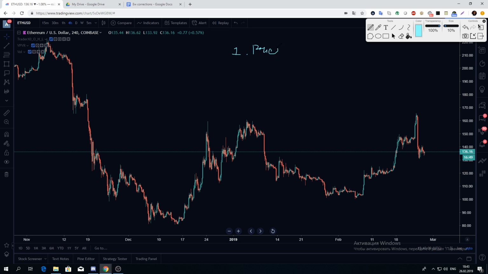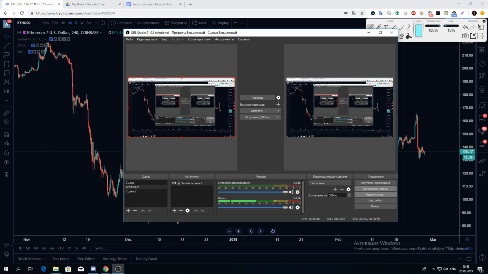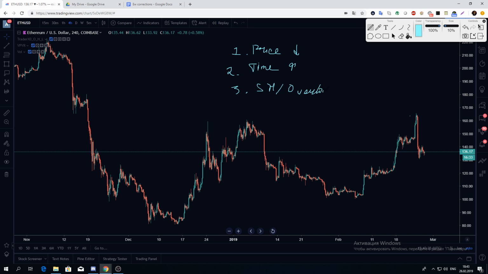Price just doesn't move, price is slow, it takes a lot of time, there is a lot of overlapping and stop hunts. And this is essentially a result of low volume. Volume is low. And the fourth piece is that it's trendless. Essentially, it's trading within the range.